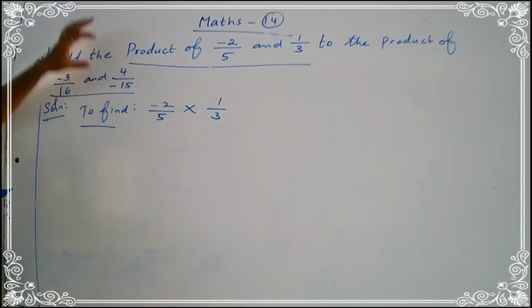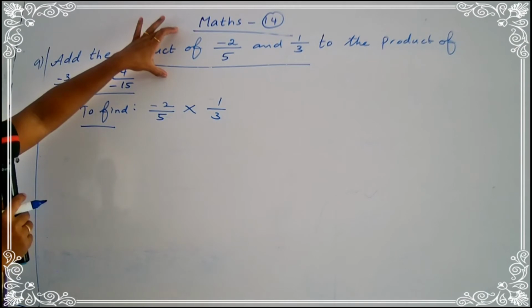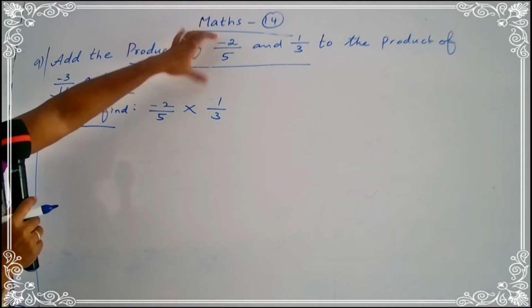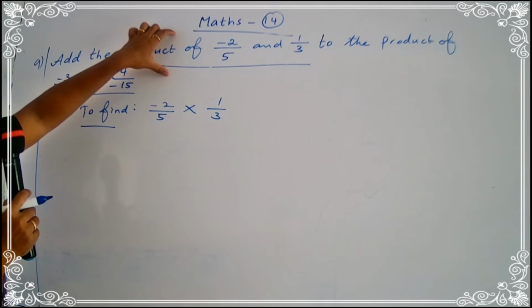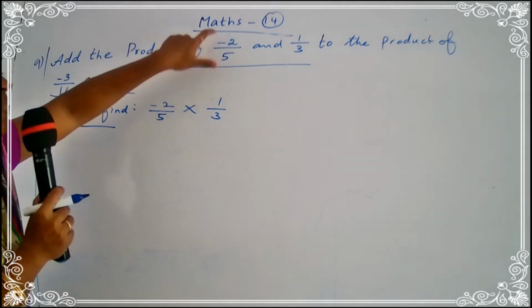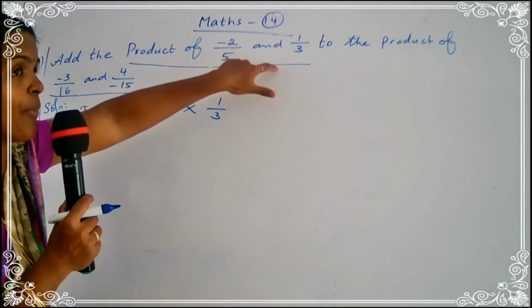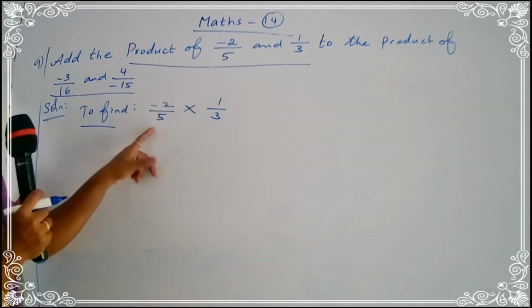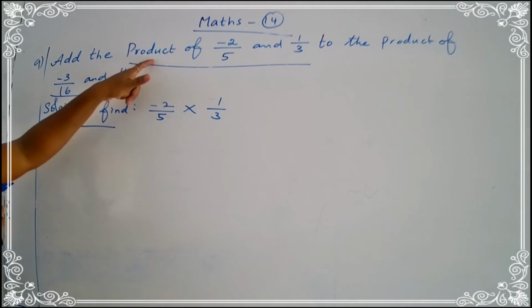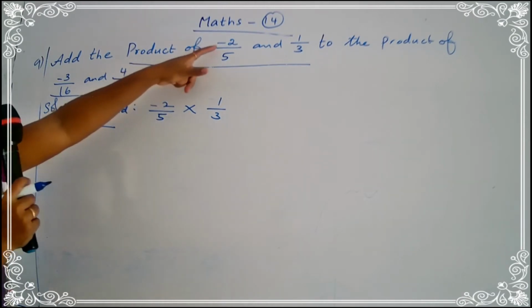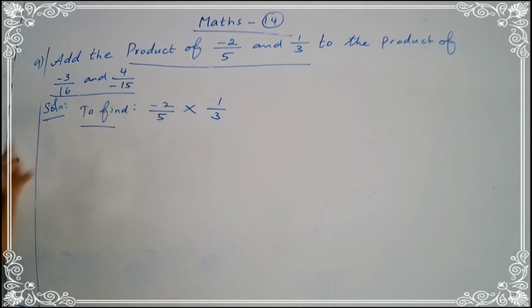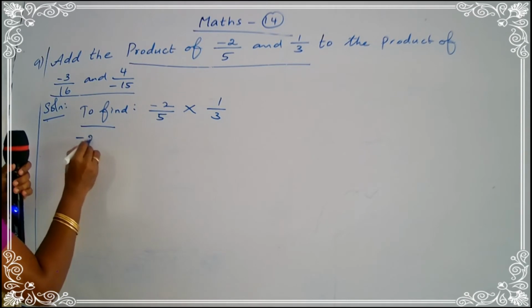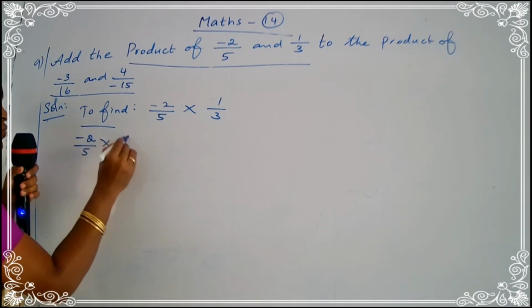What is your question? Add the product of minus 2 upon 5 and 1 upon 3 to the product of minus 3 upon 16 and 4 upon minus 5. Okay. That's why first of all we find the value of the product of minus 2 upon 5 and 1 upon 3. Product means multiplication. Okay. So that's why minus 2 upon 5 multiply 1 upon 3. Okay. Are you clear now? Yes. Now, what is the value of minus 2 upon 5 into 1 upon 3? This is a multiplication. Okay.